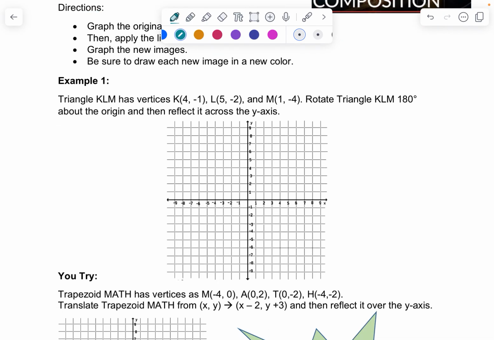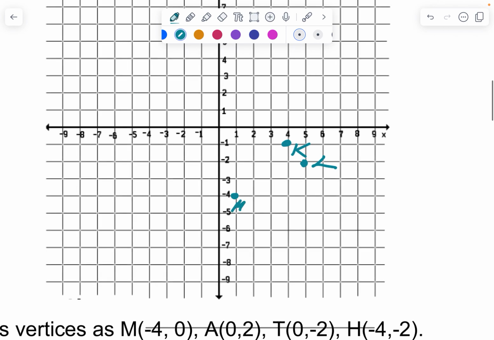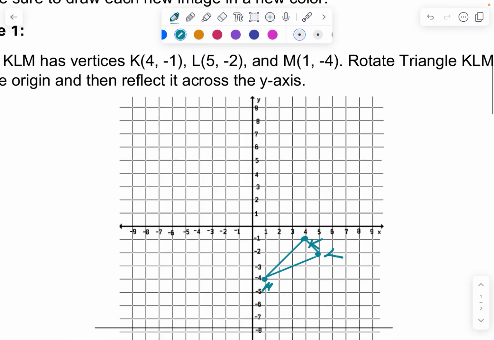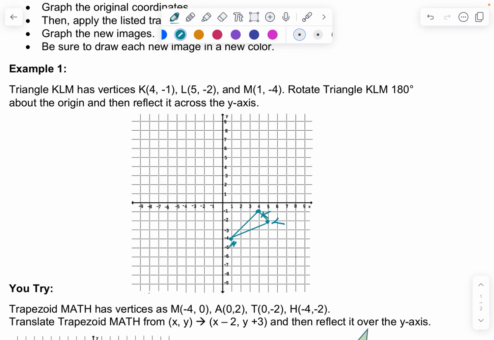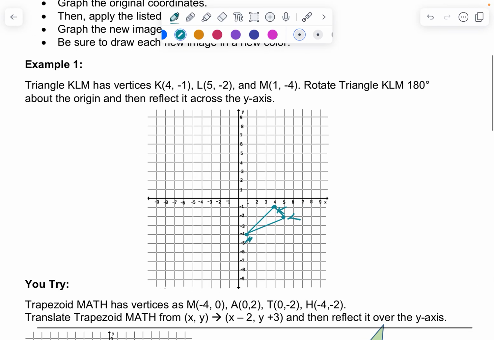Triangle KLM has vertices K (4, -1), there's my K. L (5, -2), there's my L. M (1, -4). Boy, this is not a very big triangle. So there's my KLM. Now, what are we going to do? We are going to rotate this triangle 180 degrees. Okay? So number 1, we're going to rotate 180 degrees.